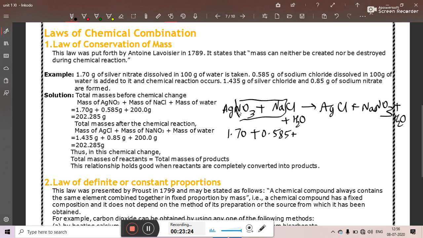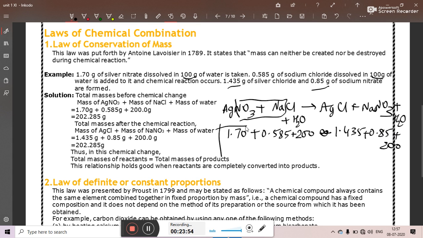Now silver nitrate is dissolved in 100 gram of water and sodium chloride is dissolved in 100 gram of water. So total mass of water on the reactant side is 200 gram. Finally we are getting silver chloride, and the mass of silver chloride obtained is 1.435 gram. Mass of sodium nitrate obtained is 0.85 gram, and mass of water will remain the same after the reaction also, that is 200.